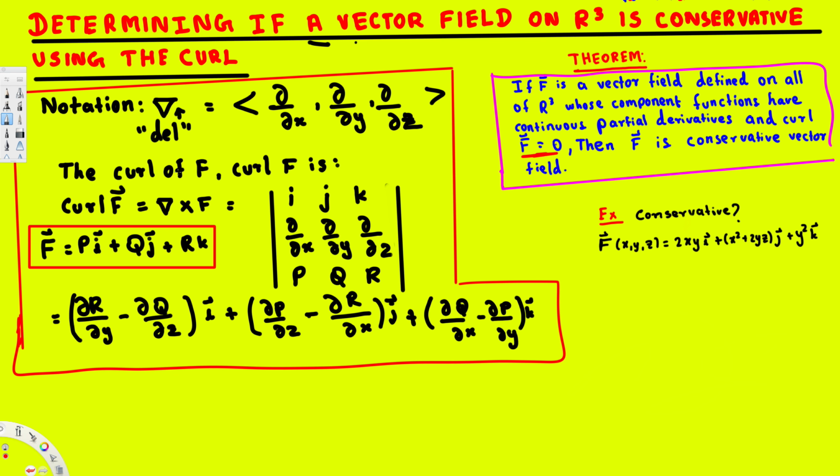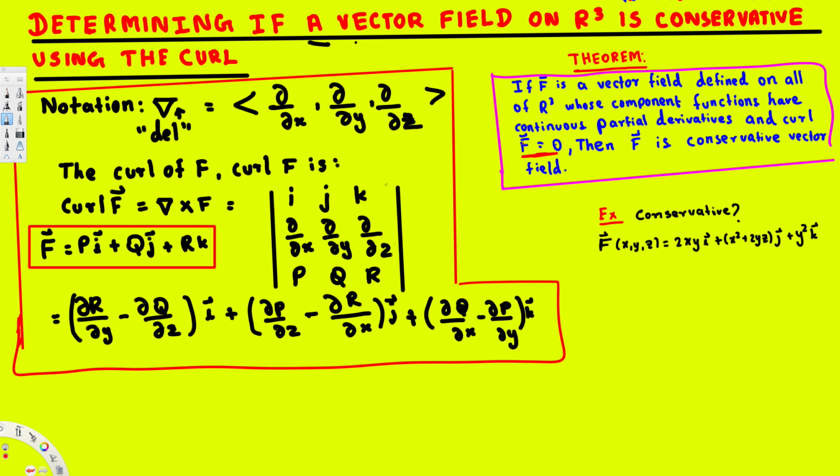Hey guys, in this video we are going to see how to determine if a vector field on R3 is conservative or not using the curl. In order to do this one we are going to use this theorem. This theorem says if F is a vector field defined on all of R3 whose component functions have continuous partial derivatives and curl F is equal to 0, then F is a conservative vector field.